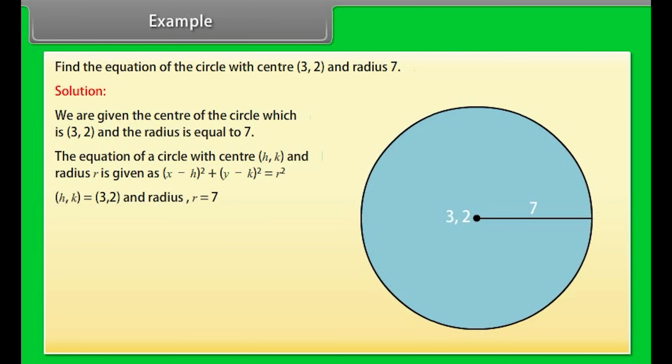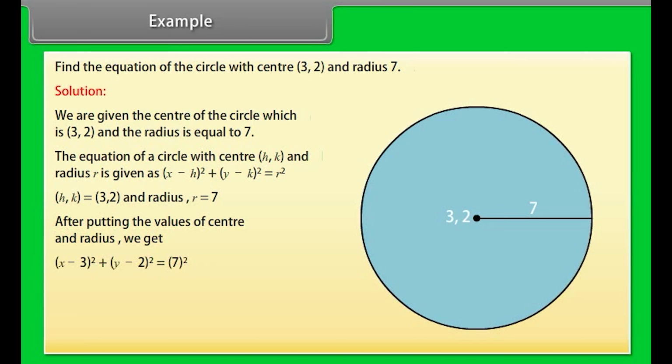h and k are equal to 3 and 2, and radius r is equal to 7. After putting the values of center and radius, we get (x - 3)² + (y - 2)² = 7². By calculating it, we get x² + y² - 6x - 4y = 36.